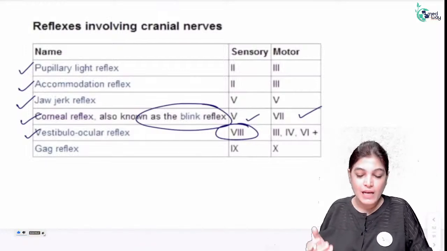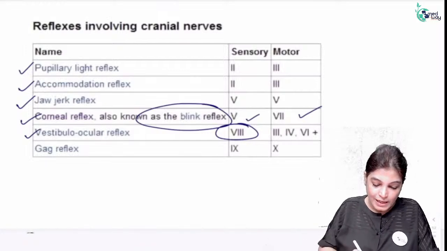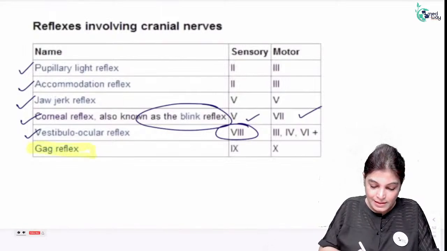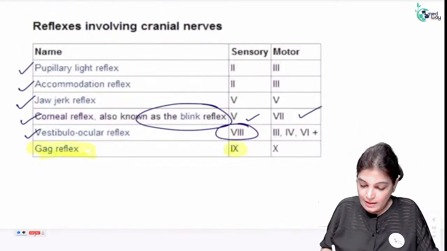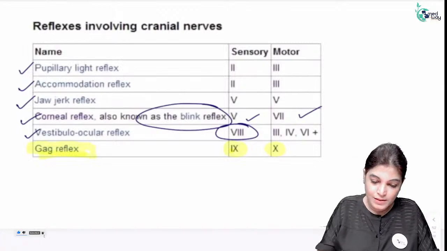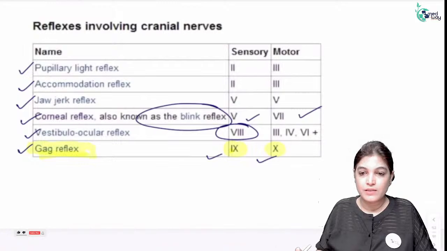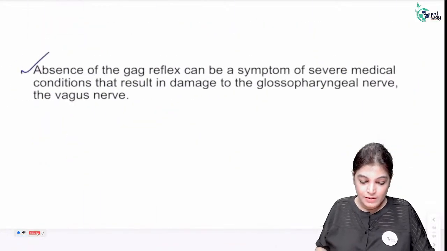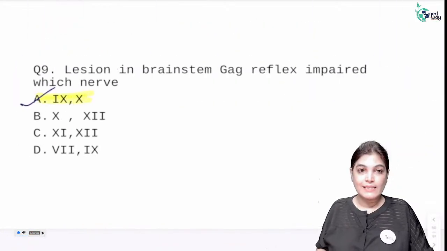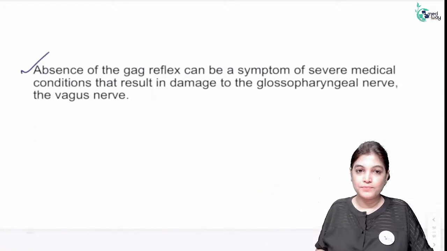ocular muscle. And what was asked in the examination was about the gag reflex, and the right answer is gag reflex. The 9th and the 10th cranial nerve are involved. Glossopharyngeal and the vagus nerve are involved. Okay, so done with this. Now we'll move on to the next MCQ, that is question number 10.